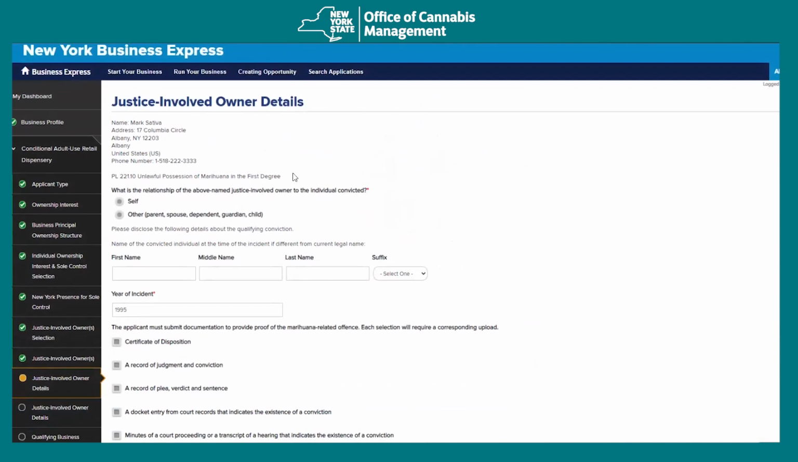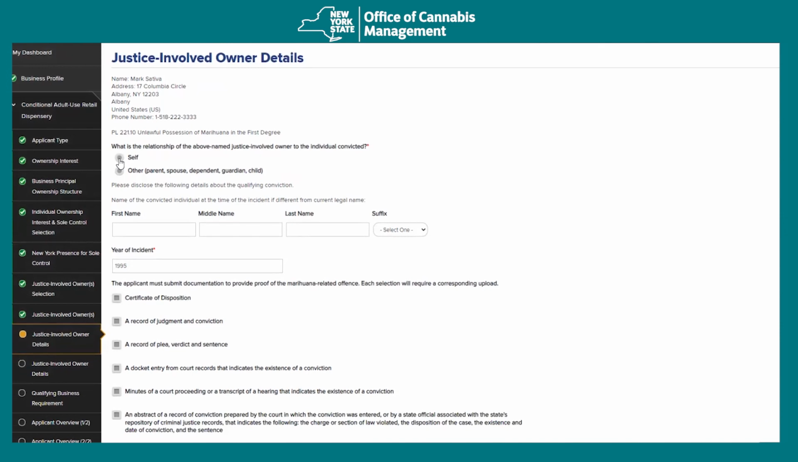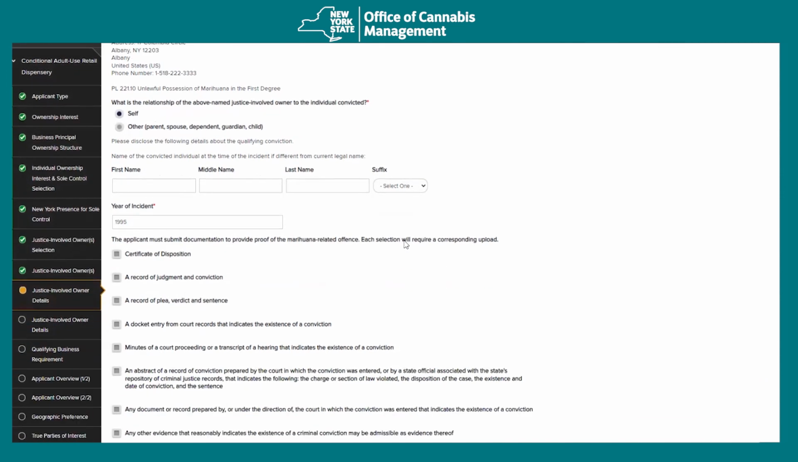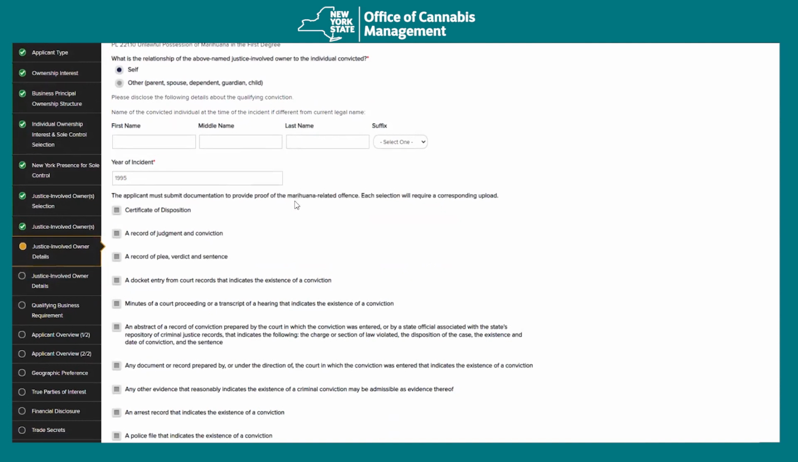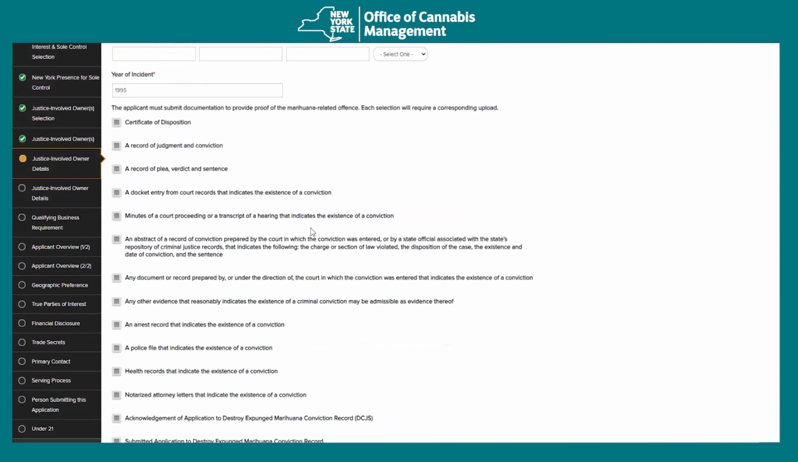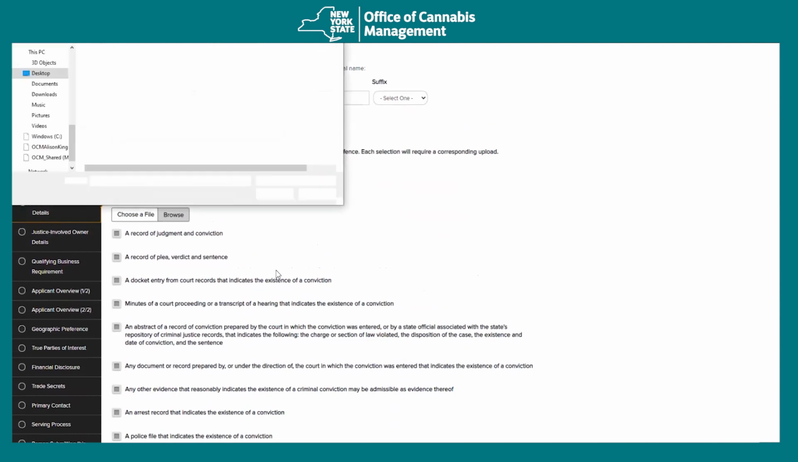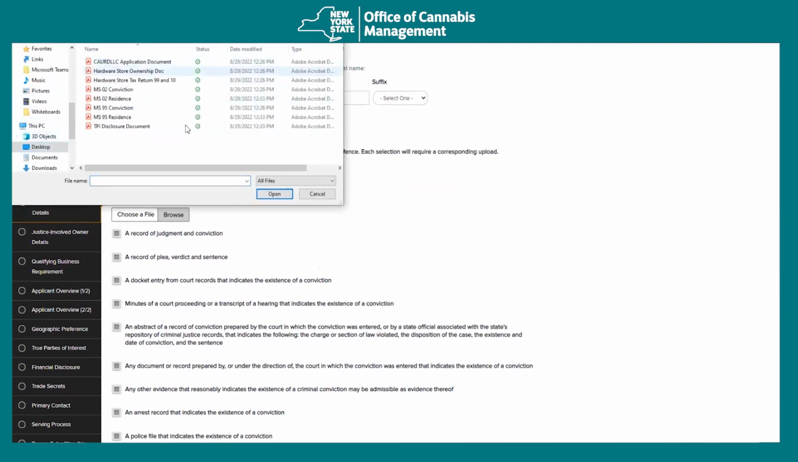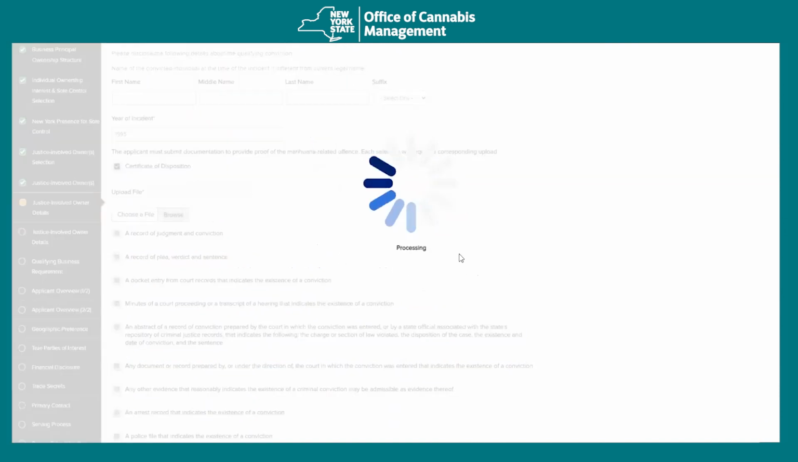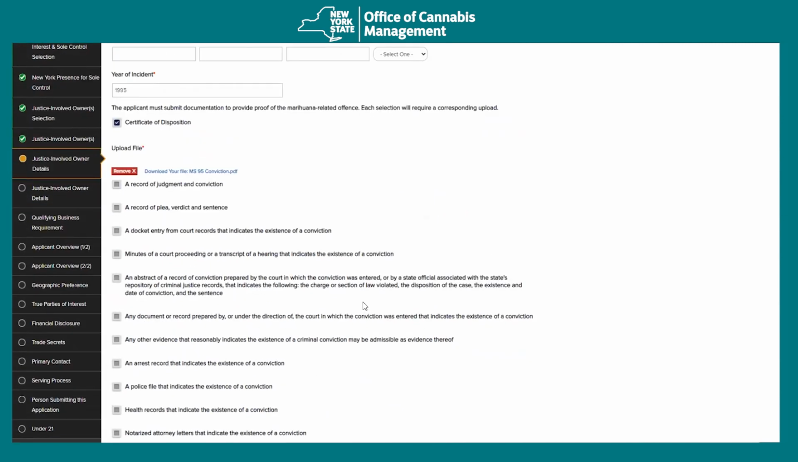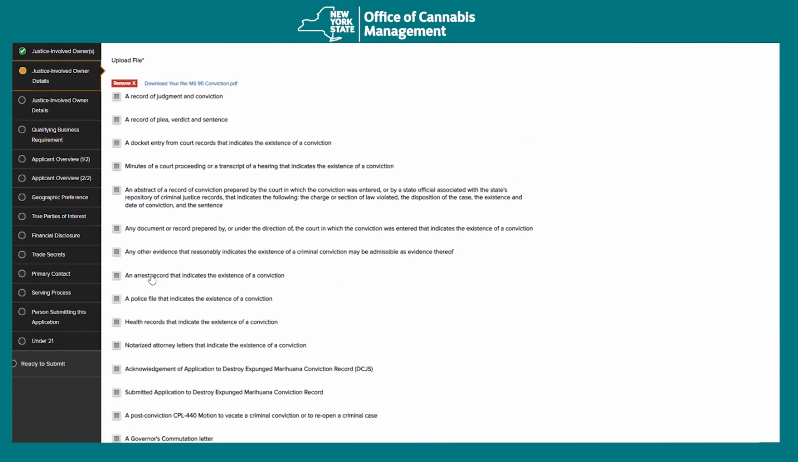At the top here, it lists what conviction I am filling out the details for on this page. This conviction was on Mark himself, so I will select self. His name has not changed, so I do not need to complete that information. The year of the incident should be auto-filled. We have to submit proof that Mark received this conviction on himself. I have a certificate of disposition for this conviction, so I will select that checkbox and then upload a file. If I had more than one piece of documentation for this conviction, I could upload it as well.